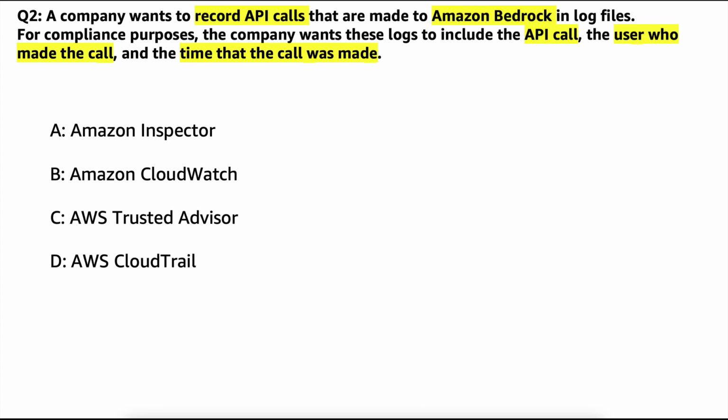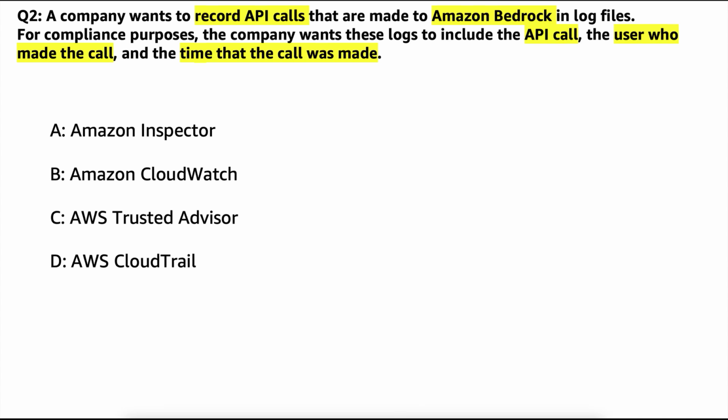The question is specifically asking for a service that can capture three key pieces of information: the API call itself, the identity of the user making the call, and the timestamp of when the call occurred. This is a classic use case for audit logging and compliance tracking. Now, let's begin our systematic elimination.